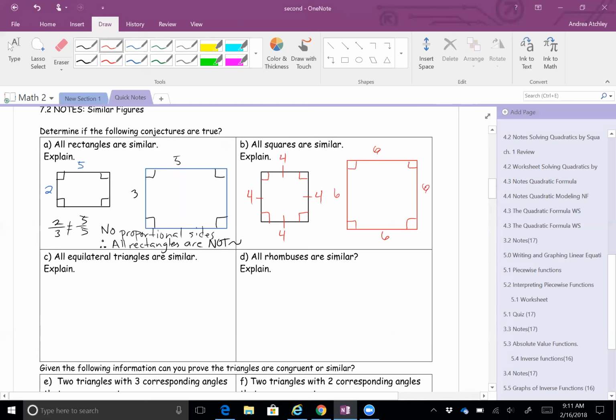Okay, so are all my sides proportional here? Let's see, 4 over 6, does that equal 4 over 6, which equals 4 over 6, which equals 4 over 6? Are all the sides proportional? Yep, they all have the same ratio that reduces to 2 over 3. So the scale factor here is 2 over 3. So are all squares similar?